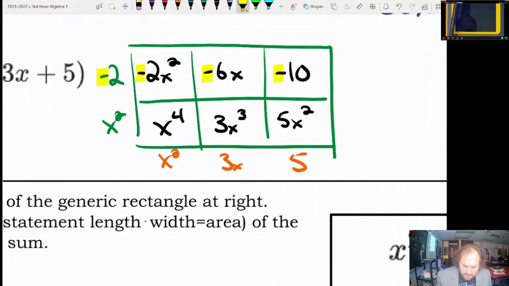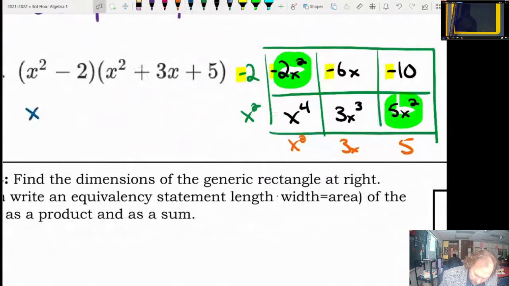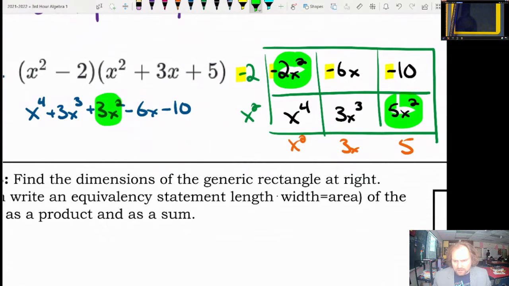I also only see one set of like terms that's going to combine together, and it'll be those guys right there. That'll be 3x squared when we add them. So the final answer is going to look something like this. You're going to have x to the 4th plus 3x to the 3rd plus 3x squared minus 6x minus 10. Right there, I'm highlighting in green the things that are going to combine together. I'm going to move this mic a little closer to me.